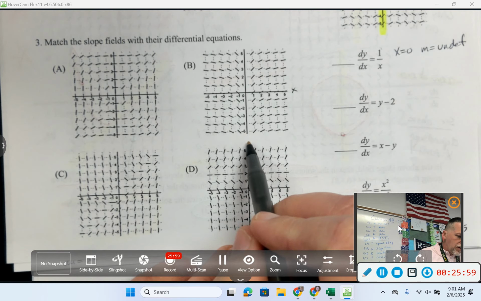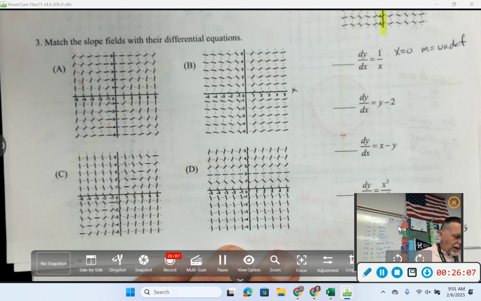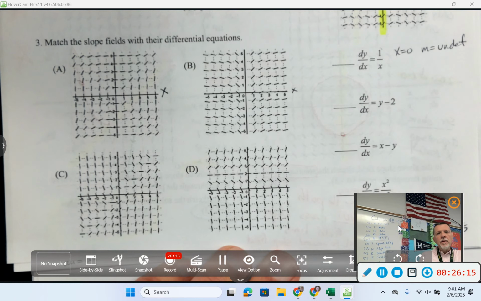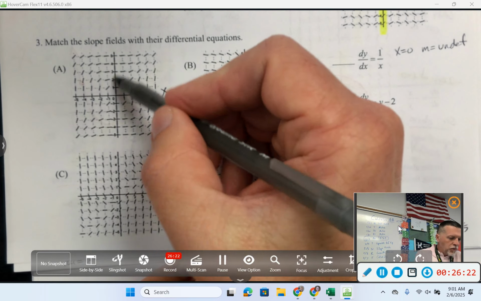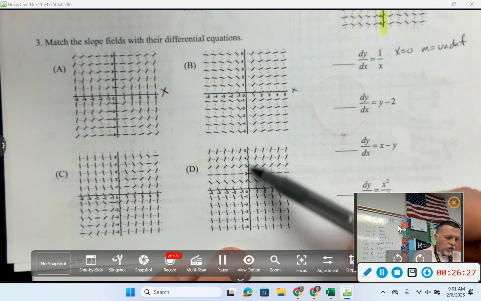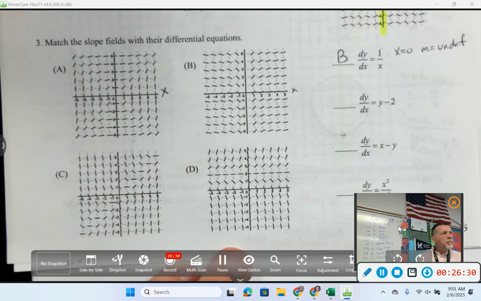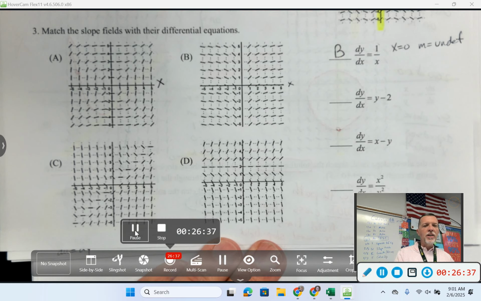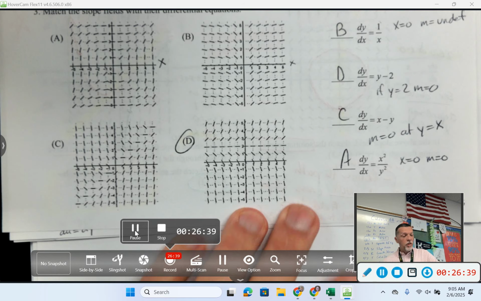Let's see. When x is 0, our slope is undefined. I think there's only one option. Careful, when x is 0, so we haven't gone anywhere left and right, those slopes are 1, those slopes are 0, those slopes are changing, so it has to be B. That's the only one where when x is 0, the slope is undefined. All right, I'm going to pause. Put those on tape for those at home.